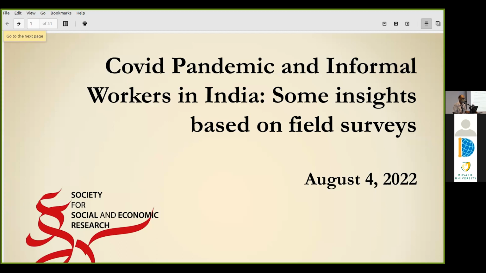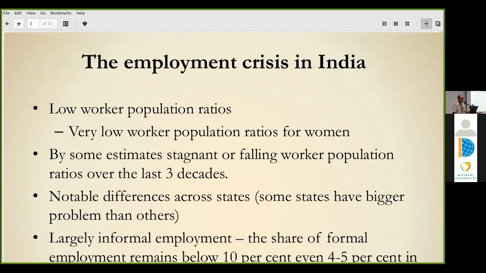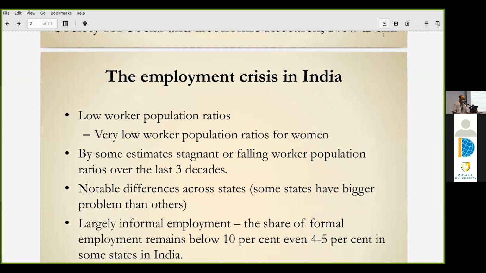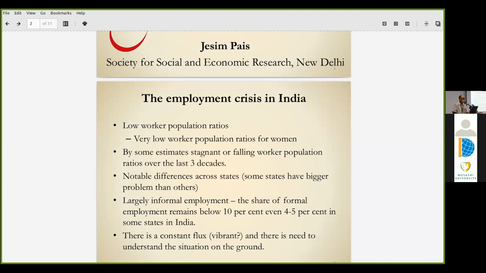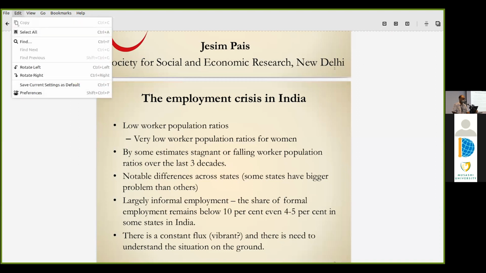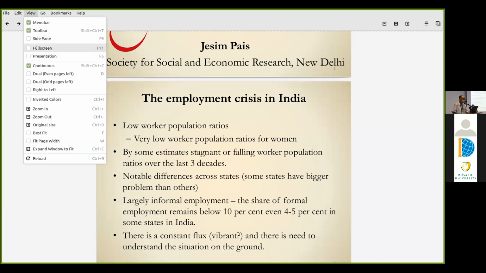But to start with, it's well known, but I just give a background that in India, we have an employment crisis, very low worker population ratios. The worker population ratios for women are even lower. I'll show you a graph in a minute. There are estimates that the worker population ratio is falling in recent years, but even if it's not falling, it's stagnant at quite low levels. There are notable differences across states, and in some states, the worker population ratios are really very low.